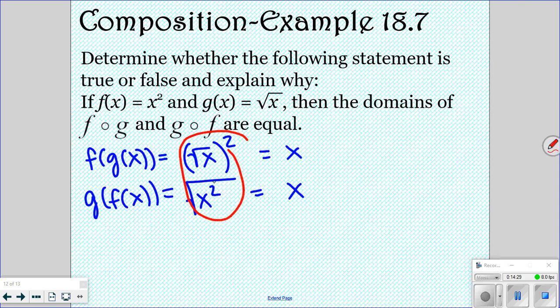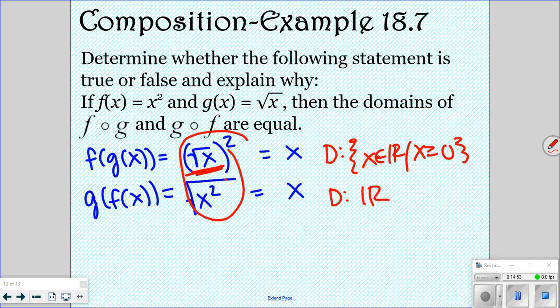And so we can plug any number in here because it's going to get squared, and so it'll always be positive before we take the square root. But on this first one, we can't plug in a negative number here and take the square root of it. So the domain of this one, x is in the reals, such that x has to be greater than or equal to 0. But on this one, the domain is just all reals. So that is why the domains are not equal.